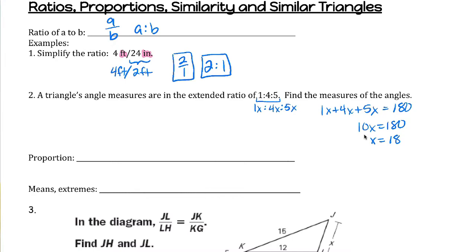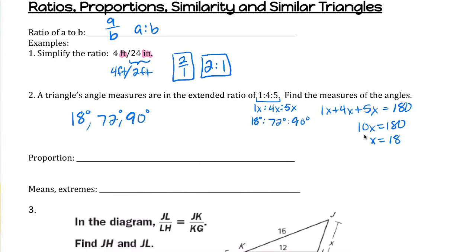So 1 times 18 is 18, so we'll have 18 degrees. 4 times 18 is 72 degrees, and 5 times 18 is 90 degrees. So our measures of our angles are 18 degrees, 72 degrees, and 90 degrees.